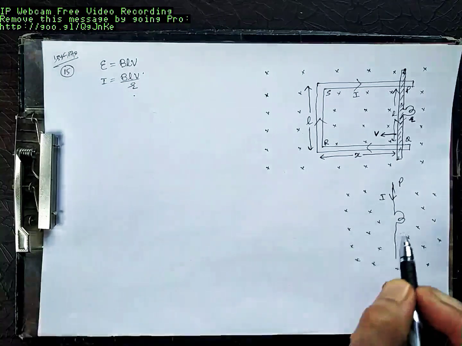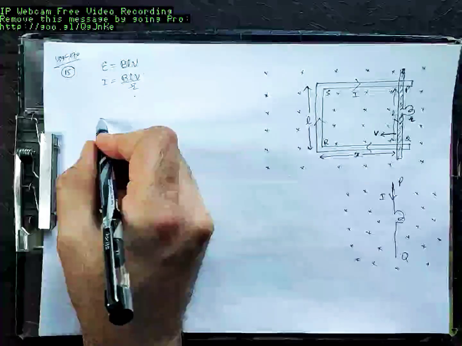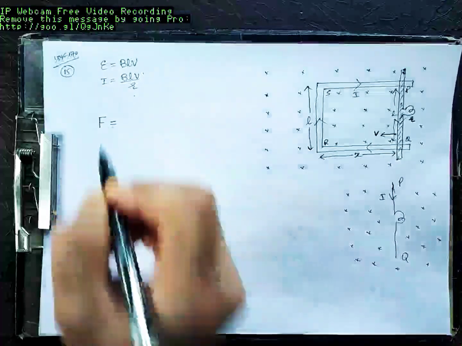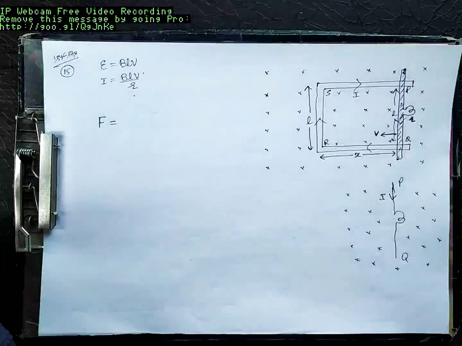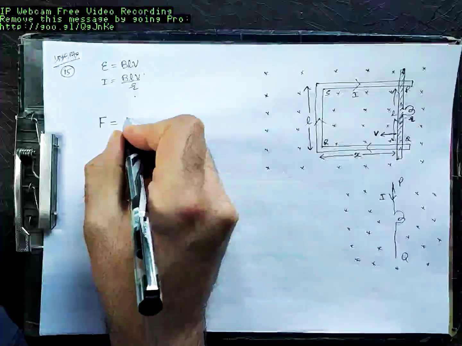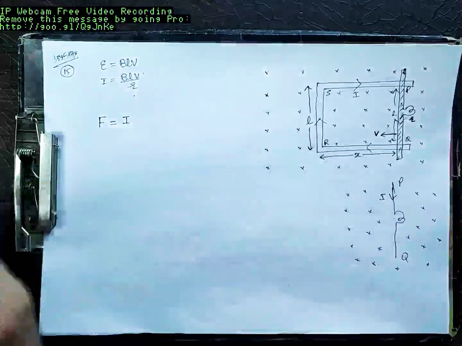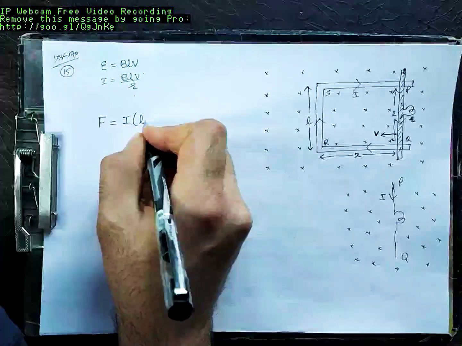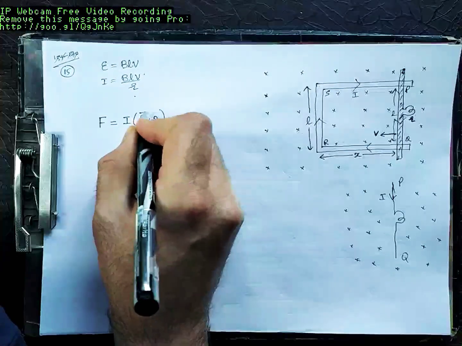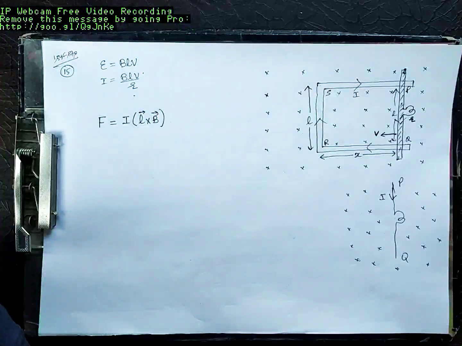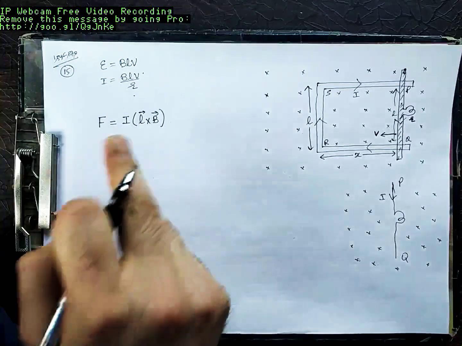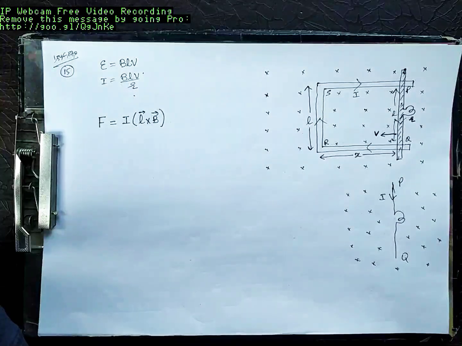Where the force experienced by conductor, so this conductor PQ will experience a force, where the force experienced by conductor F is equal to current through the conductor I into L cross B, where L is the length element, which is in the same direction as the current, and B is the magnetic field or magnetic flux density.